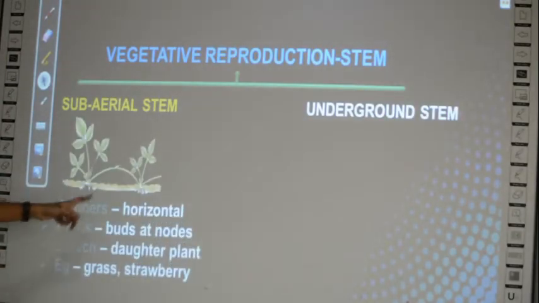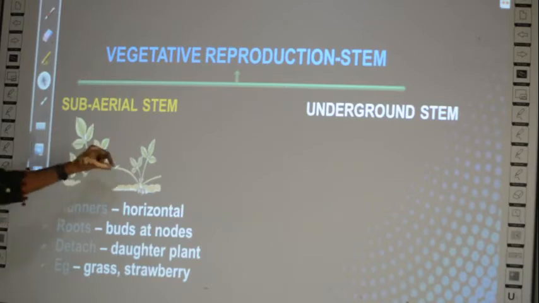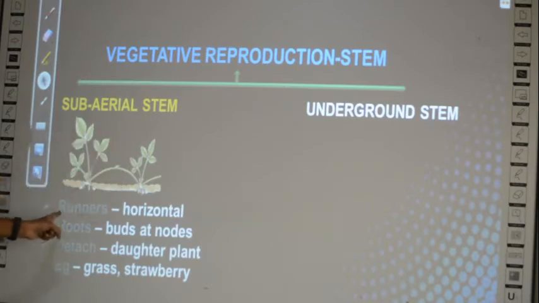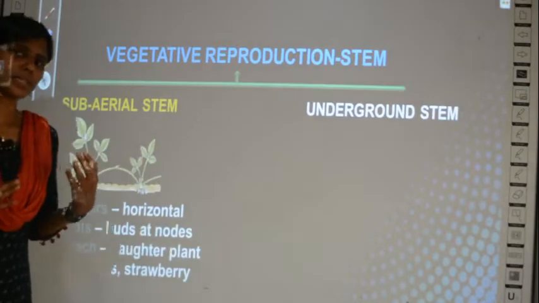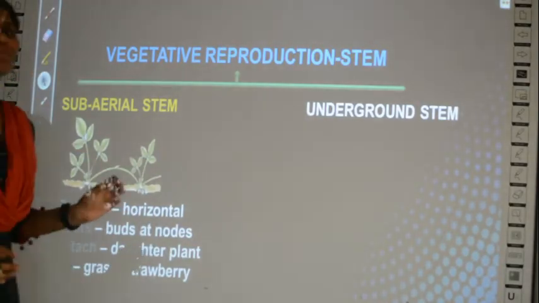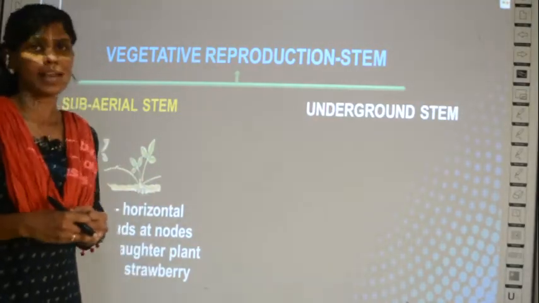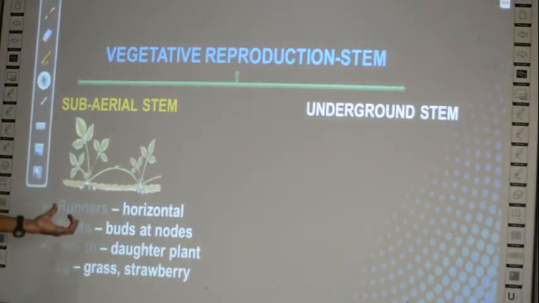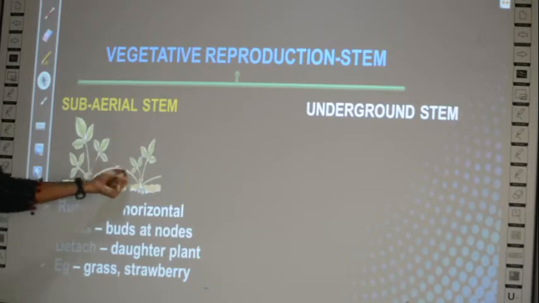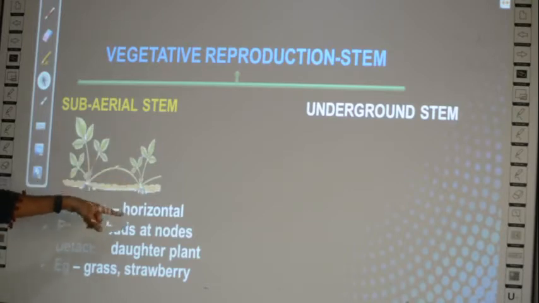How does it happen? See, you will have a horizontal stem-like structure which is called by the term runners. Okay, so you should not write stories when I ask in the exam. Just these technical terms and keywords I need in your exam paper. Clear? So memorize these words instead of writing stories. And then there will be runners and also roots. See, many roots develop at the buds.